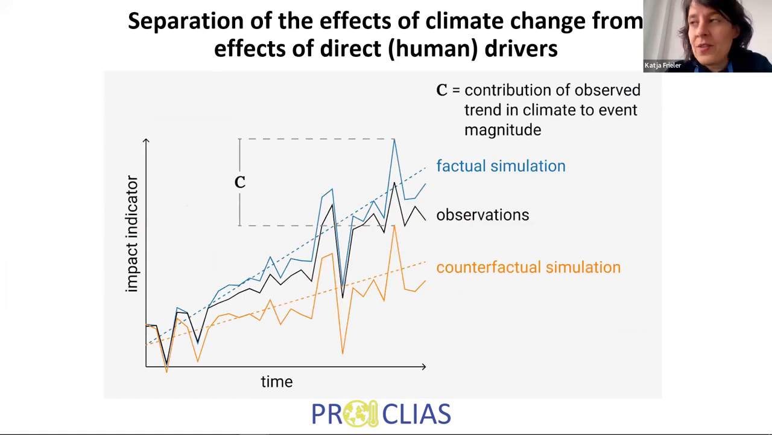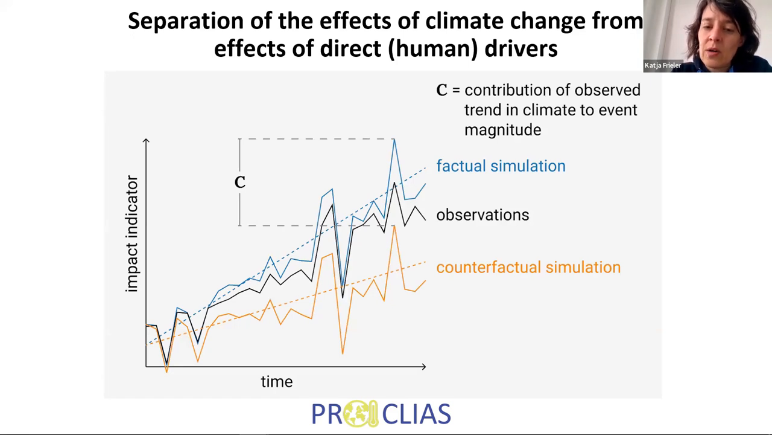And so ideally, the definition says you should compare the observed state of the system, the natural or human system, to a counterfactual state without climate change. So let's assume we have an impact indicator, say damages induced by flood events, indicated here by the black observation line. Then this change can be driven by changes in the hazard, so really climate, for example more heavy precipitation, but the damages could also be driven by changes in exposure or vulnerability.